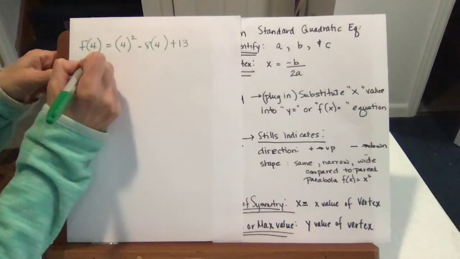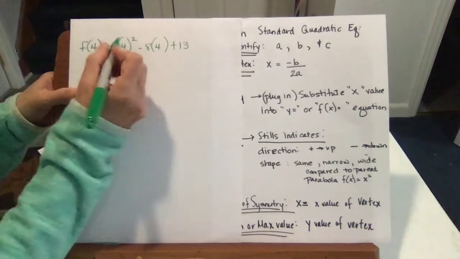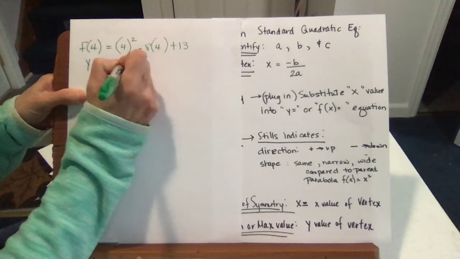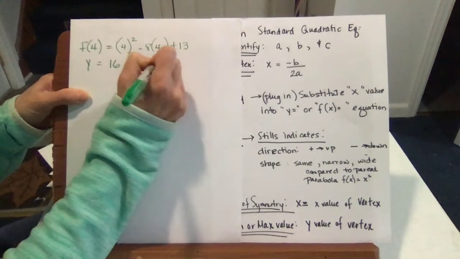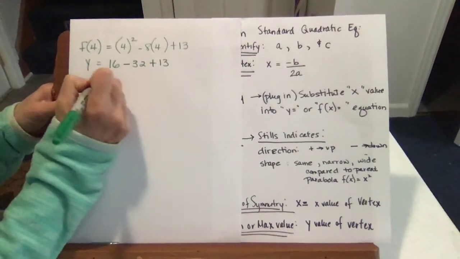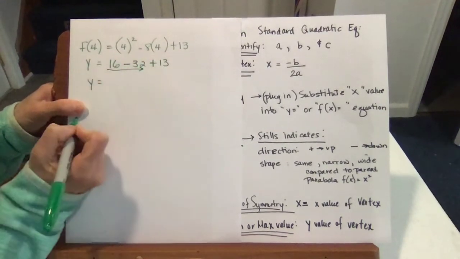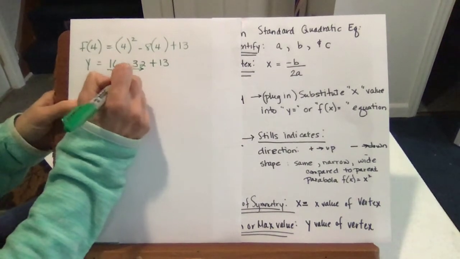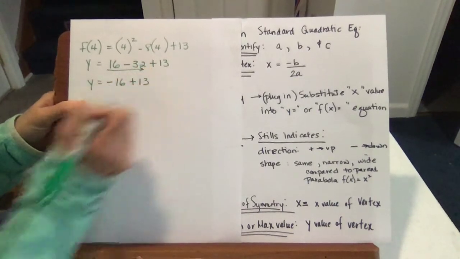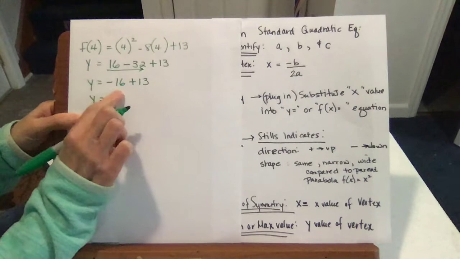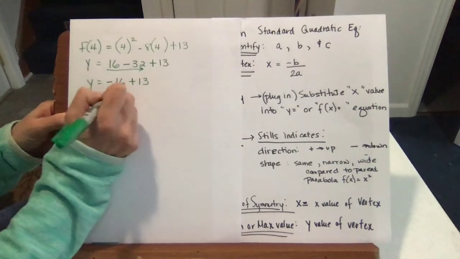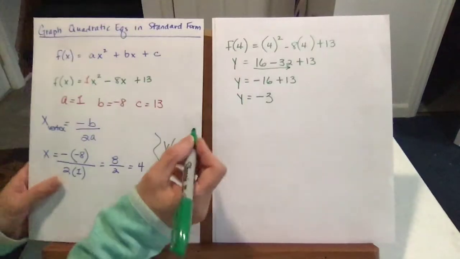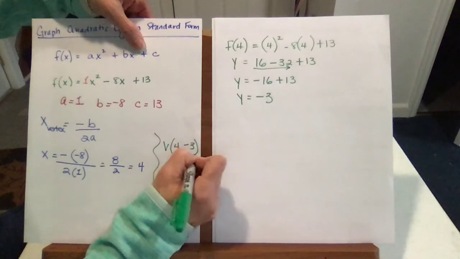Now we're looking for y, so f of 4 really means y. 4 squared is 16. 8 times 4 is 32, so minus 32, and then plus 13. Now remember, by order of operations, you have to add or subtract in left to right order. So 16 minus 32 is negative 16, and you're still adding 13. So y is equal to negative 16 plus 13, which gives us negative 3. So now we can complete our vertex: it's 4, negative 3.